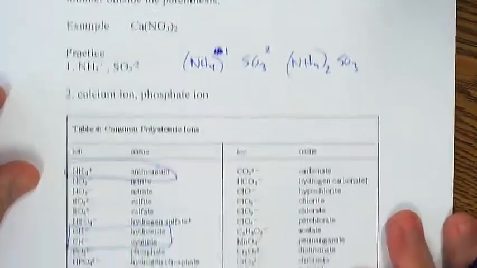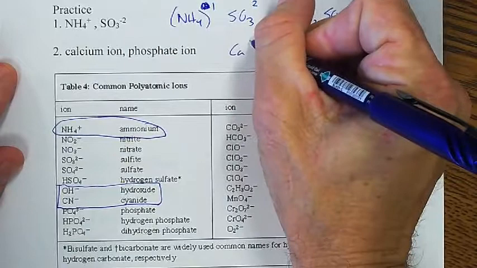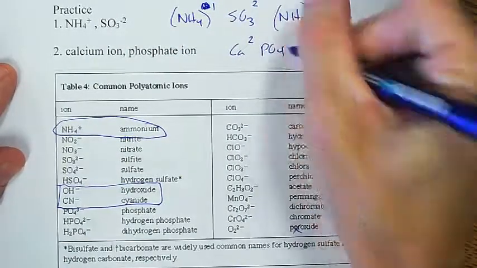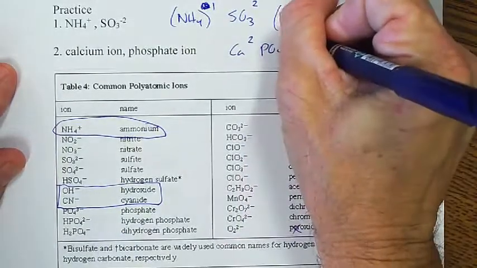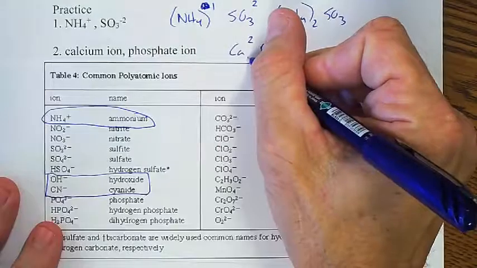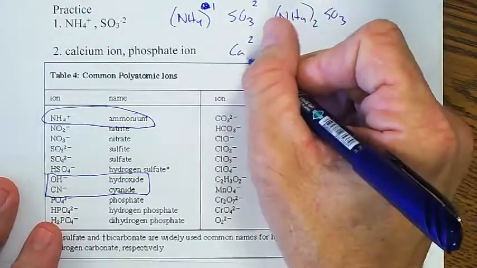Calcium and phosphate. Again, calcium's charge is 2. It's in column 2 on the periodic table. Phosphate, look it up there. It is PO4. It says 3-. That means it's got a -3 charge. We've got to cross the charges to put them together. We always do that in an ionic compound. Bring that 3 over here. That's not a polyatomic ion, so we don't have to put it in parentheses. We just bring 3 down.